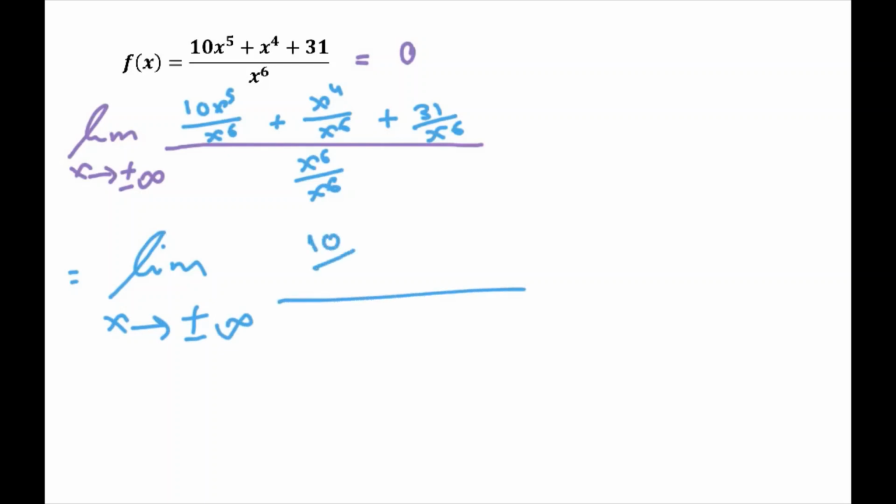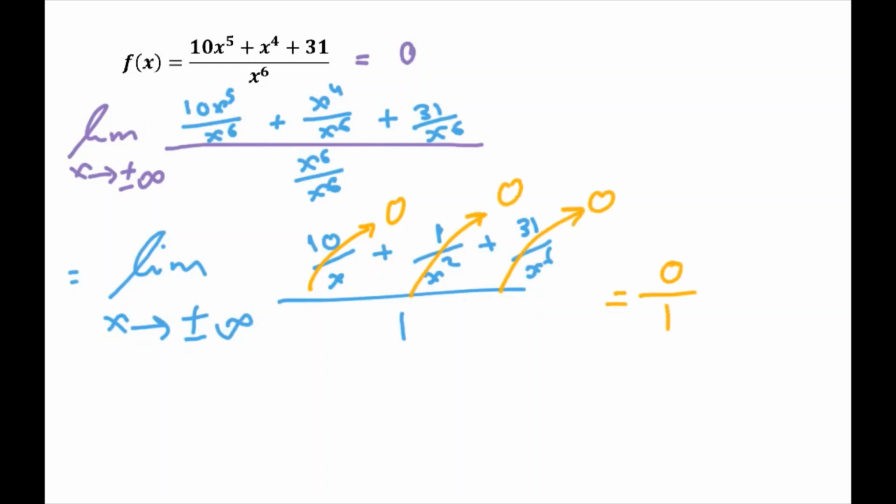Simplifying this, over 1. And now by trying to plug in infinity, we're going to get 10 divided by infinity or negative infinity, 0, 0, and 0, and that's going to be 0 over 1, which is equal to 0. Now, what if the degree of the numerator equals the degree of the denominator?